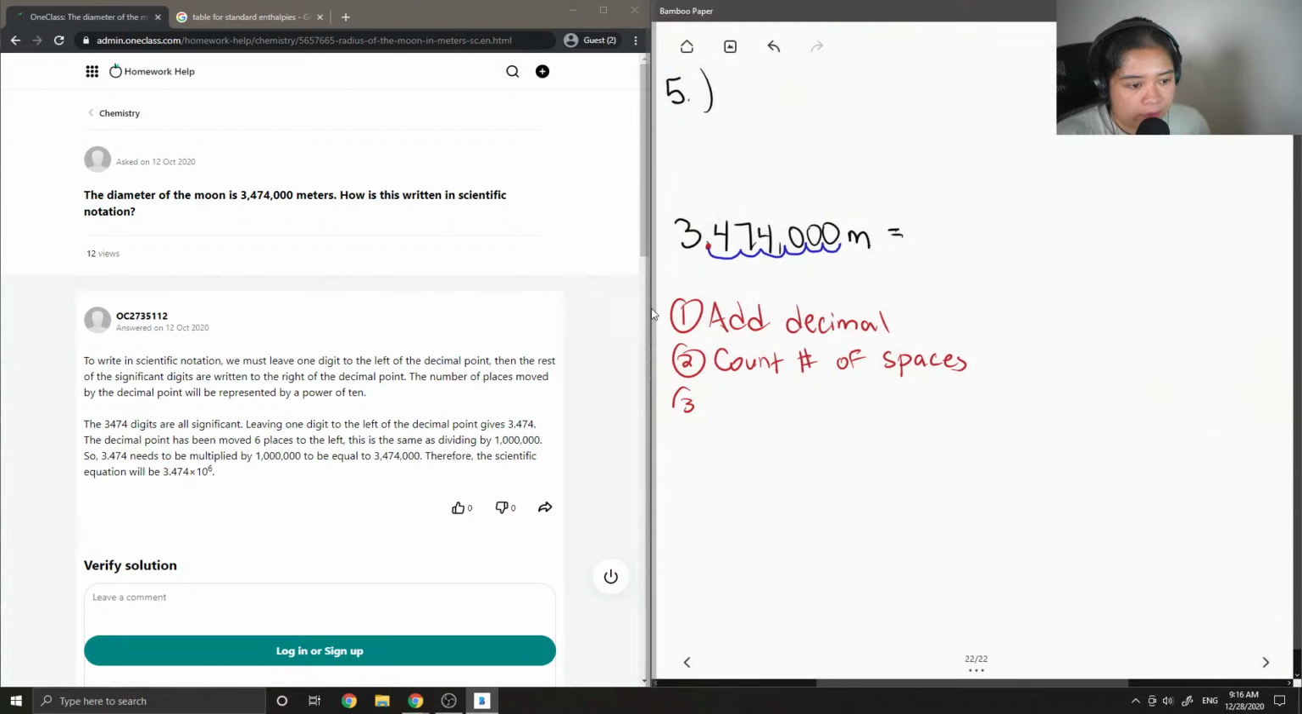And then step 3, sorry, is to write the scientific notation. So it's 3.474. And then instead of writing those 3 zeros, we just write 10 to the power of however many spaces that was, which is 10 to the 6. And this is still in meters.